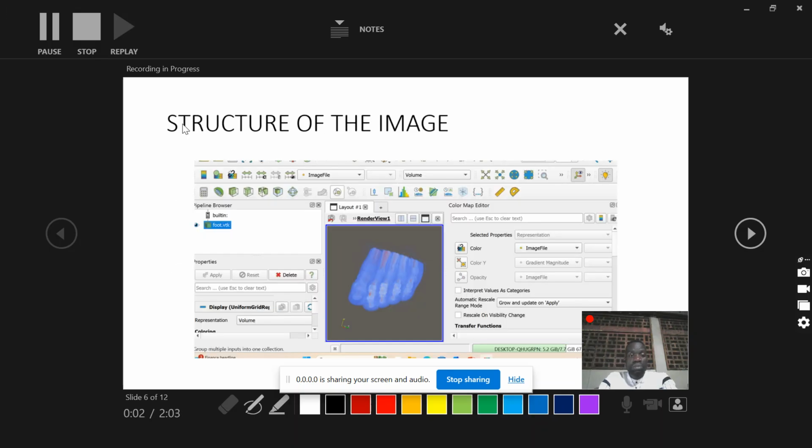So when I load my image, this is my image. When I load it from the desktop into my ParaView, this is how it looks. So I'll set its representation to volume form using the volume rendering properties.